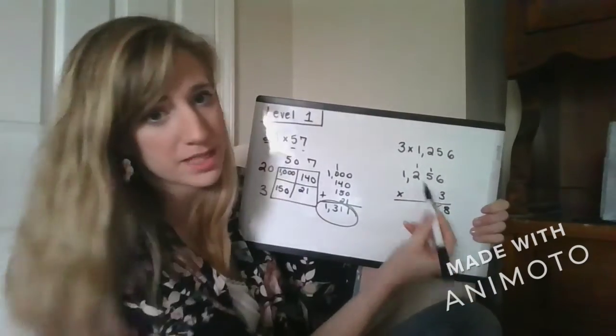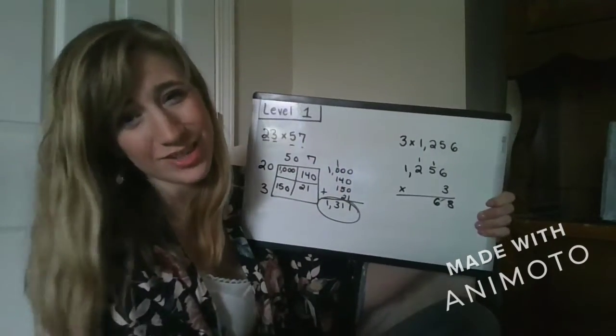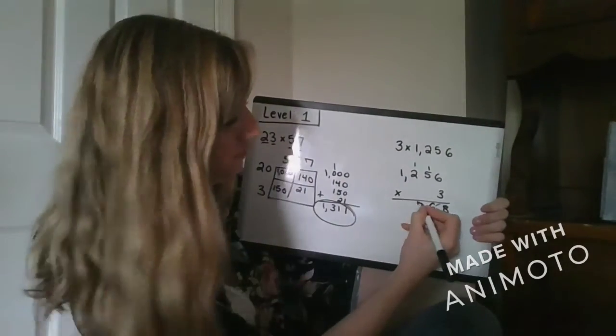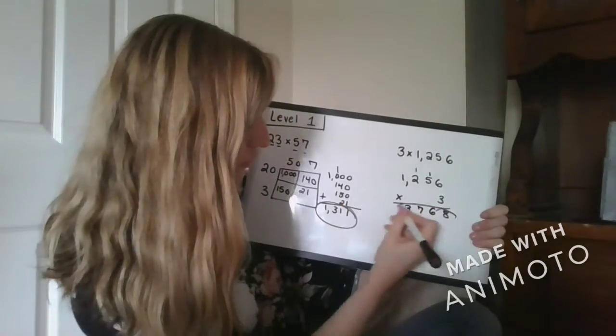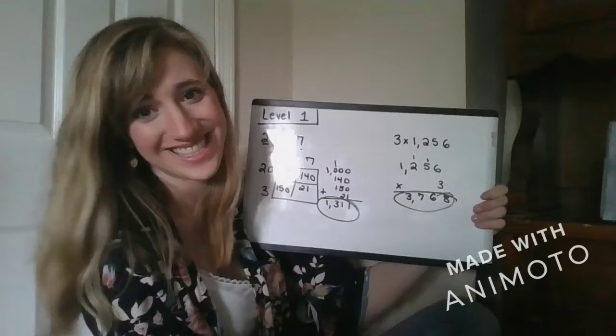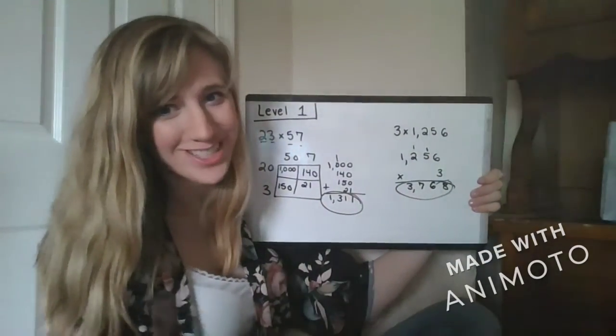Now I have 3 times that 200, which is known as 6, but I have that one extra 100 from before, so now I have 7. And then lastly, 3 times 1 is 3. So this one you should have gotten 3,768. So if you pass level 1, here comes level 2.